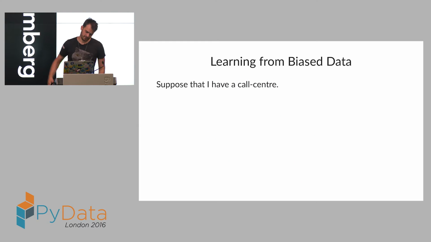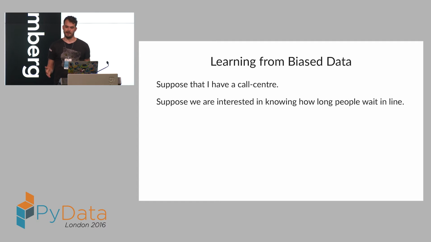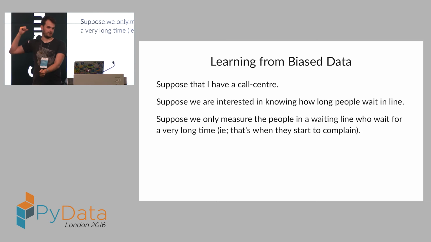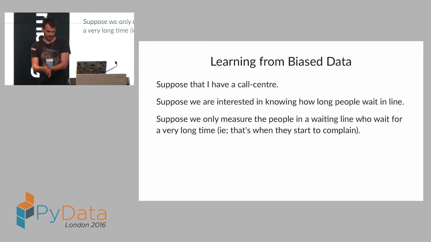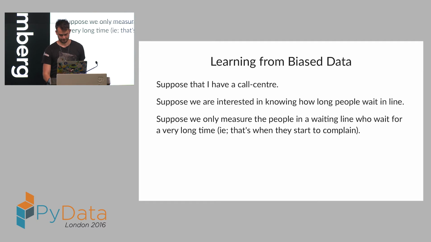So let's pick another very realistic example. Suppose that I have a call center, and we're interested in knowing how long people wait in line. And let's suppose, and this is a big assumption, but it's mainly meant to push the example forward, that we only measure people in the waiting line who've been waiting for a very long time. Let's say after 7.5 minutes, they start to complain to the other customer service, and that's when we start to measure them. Anyone who's been waiting less than 7.5 minutes, we don't measure.